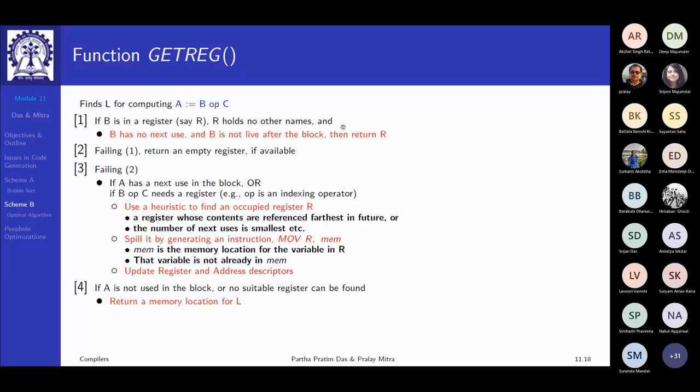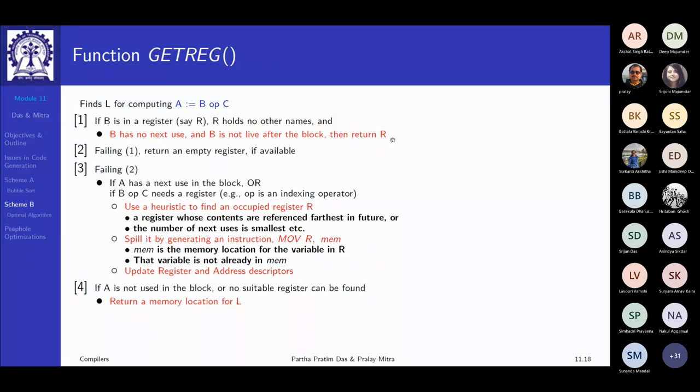If B has a next use, then also I cannot use this register because I will lose the value of B. If B is live after the block, I would not do it because I will again lose the value of B. But if this condition is satisfied, then the register R can be returned. And in that case, as we have seen in the last slide, loading B into R will not be needed because B is already in R.